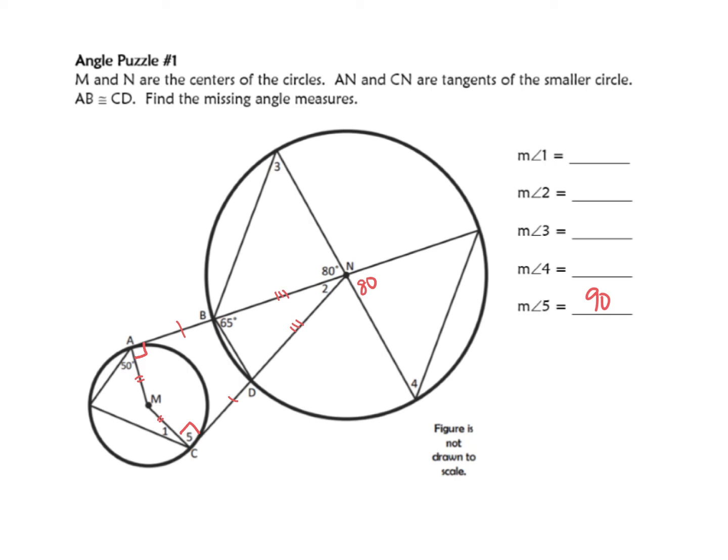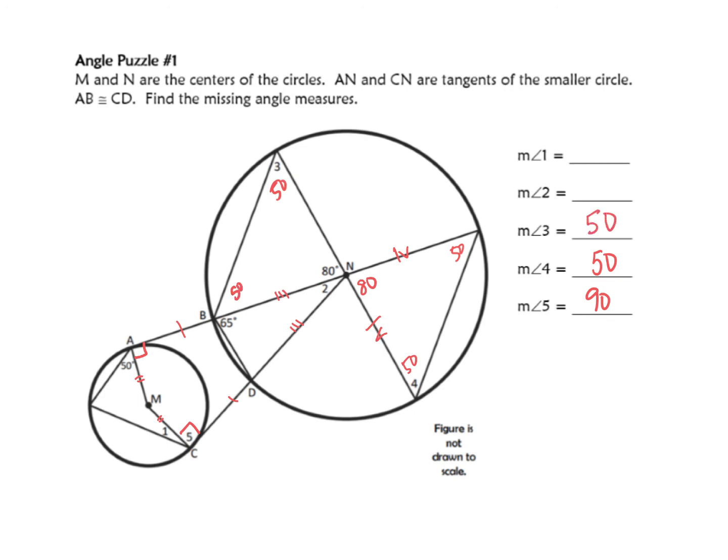Find the missing angle measures. Okay, so if I know those 2 angles we started with are 80, keep in mind these are isosceles triangles in here. So my base angles have to be congruent. So 180 minus 80 gives me 100. 100 divided by 2 gives me 50 and 50. There's angle 4. Same thing's going to happen in that other triangle with that bow tie. I'm going to have 50 and 50 here.